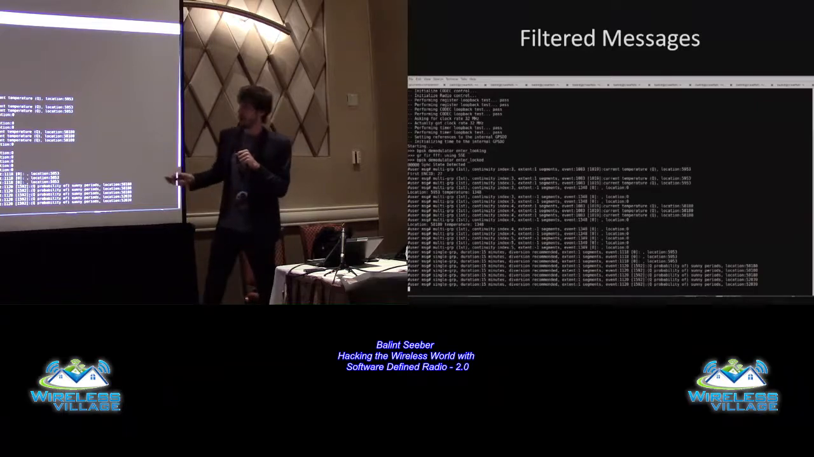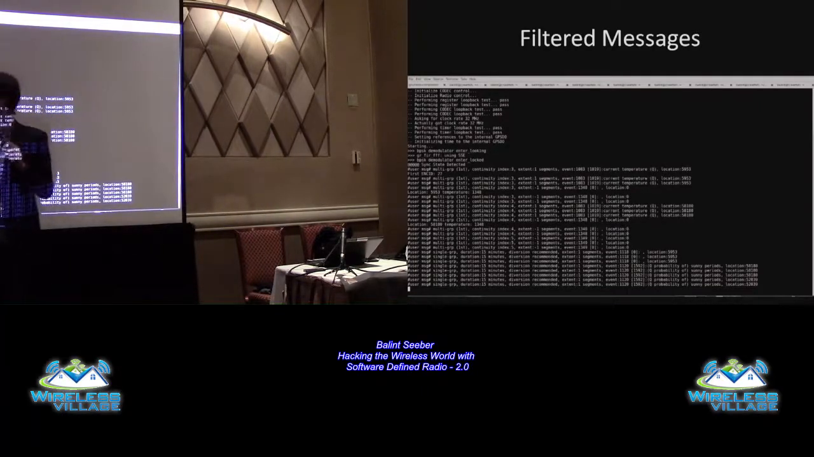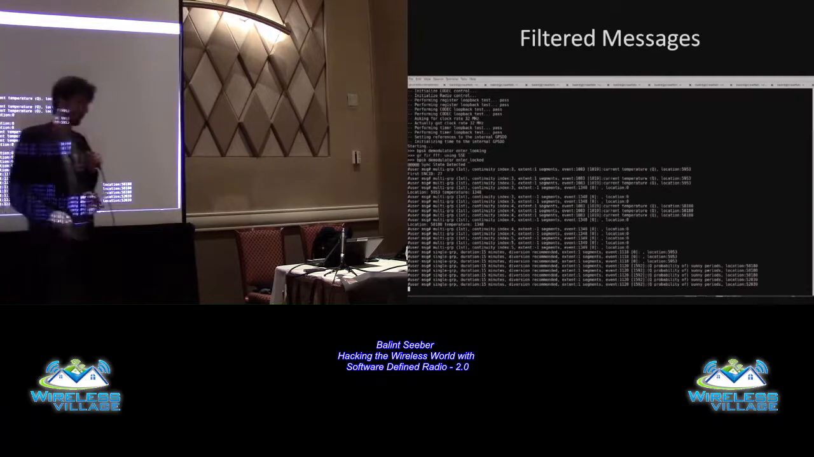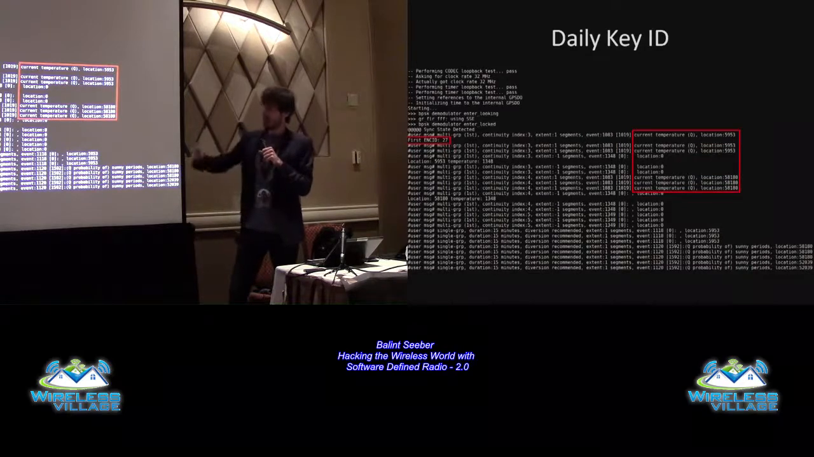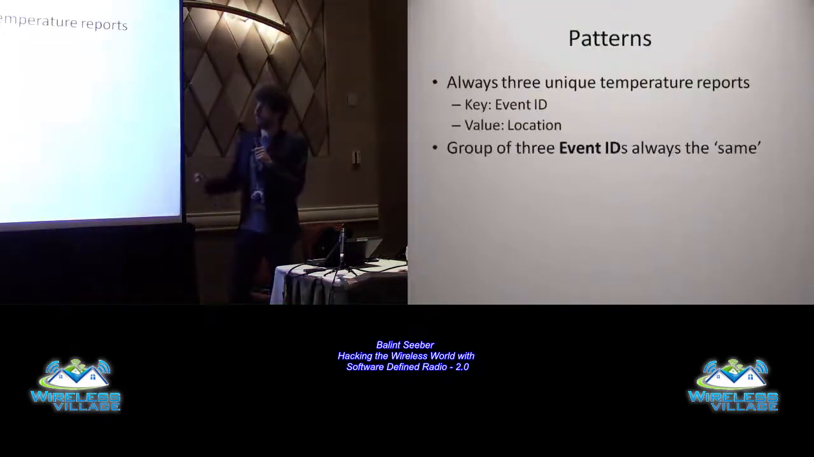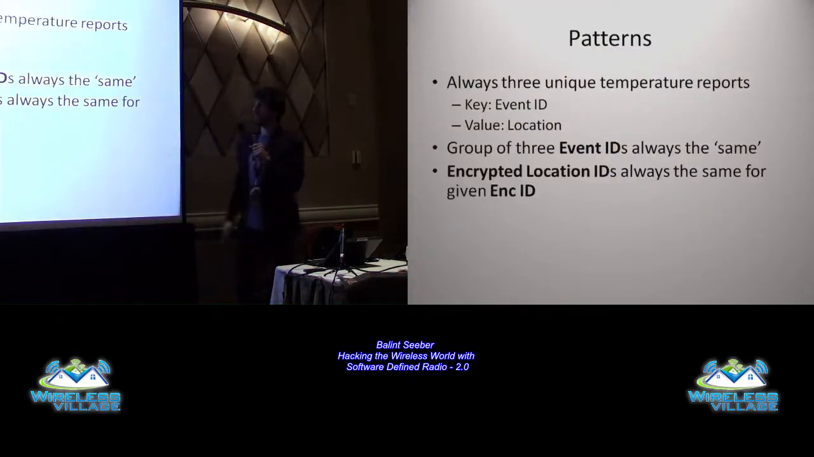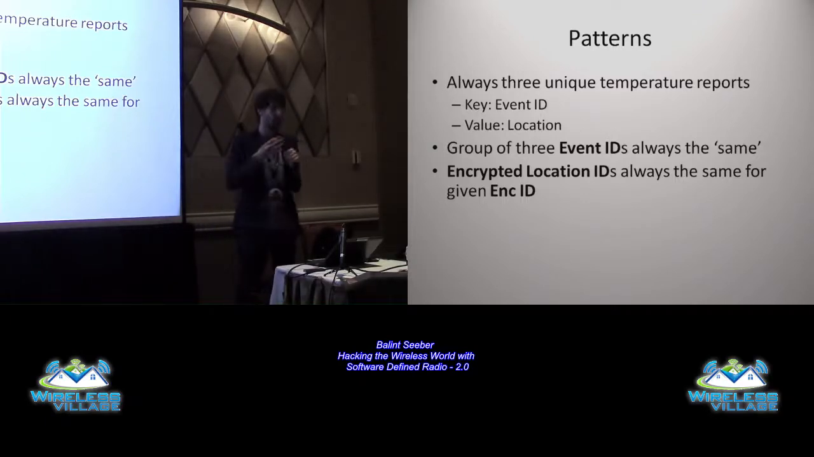It's weird. But what happens is you get these 3 unique lines every day, a temperature for a particular encrypted location. And once you start logging all this data, I would check every day and make a log for that particular key ID. You get these patterns. So you get this group of 3, and while you're in the same group period, let's call it, the encrypted location IDs would be the same, and the temperatures would be different.